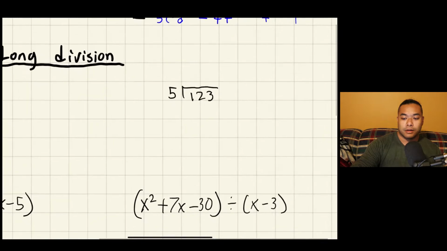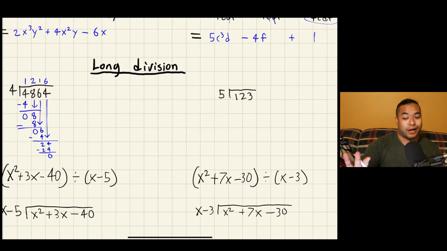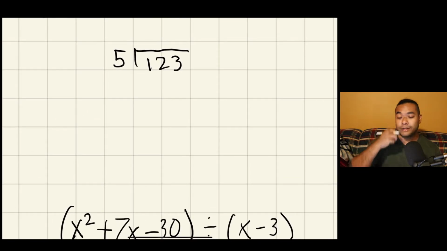Okay. If you remember how to do the long division algorithm, try 123 divided by 5. Pause the video. All right, let's do it together.